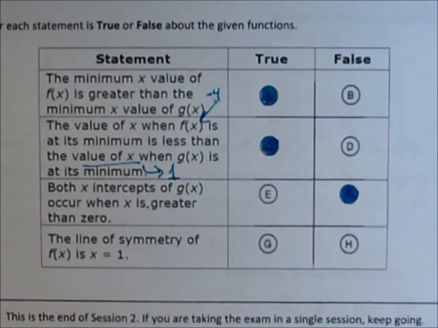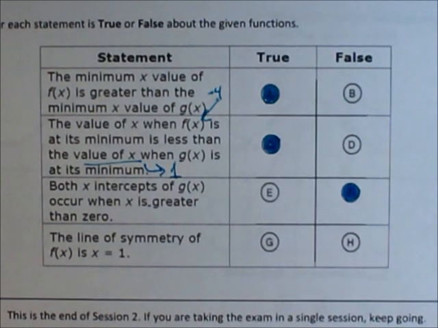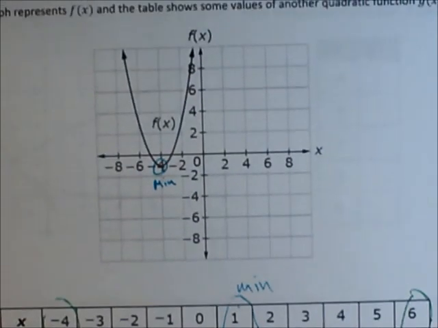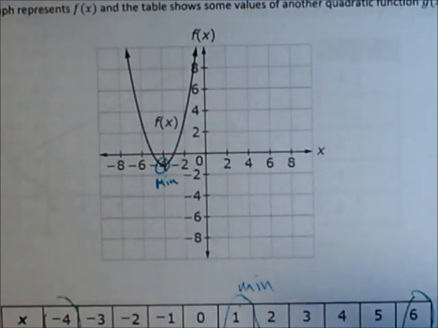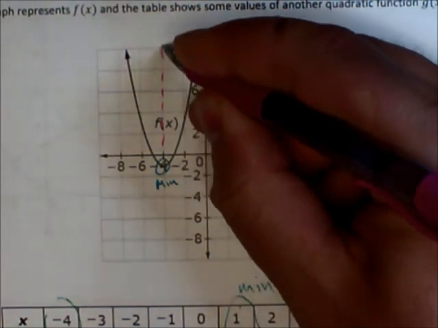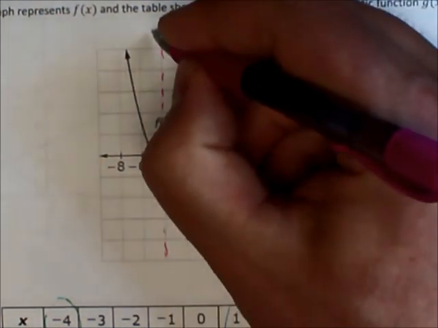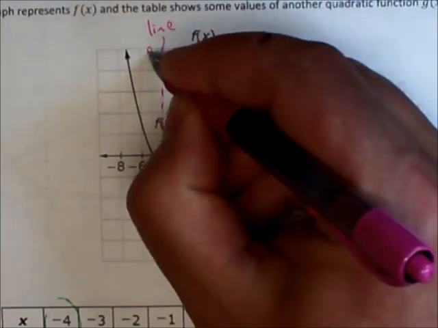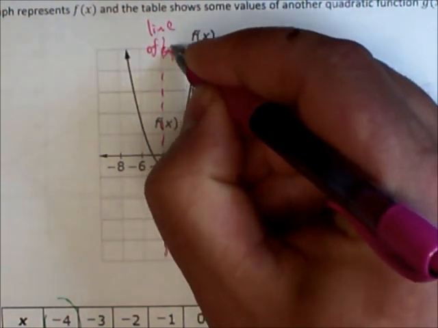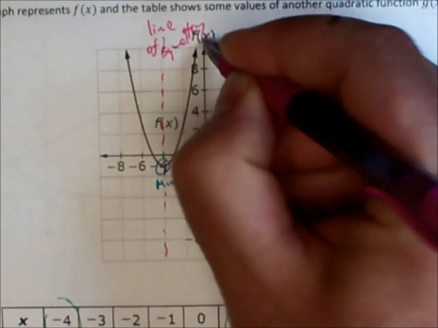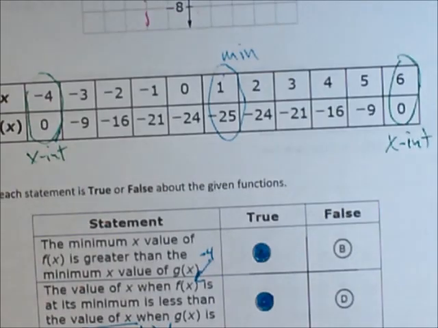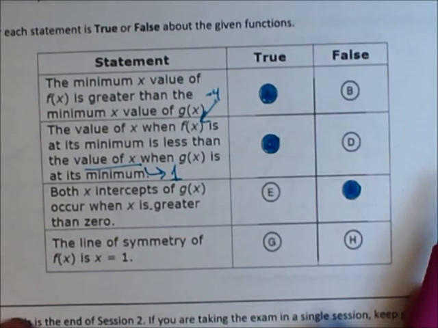The line of symmetry of f of x is x equals 1. Well, a line of symmetry, that's where you could reflect something over, like a mirror. The line of symmetry here is right here. This is the line of symmetry. And what is that value? -4. And it's saying it's 1, not true.